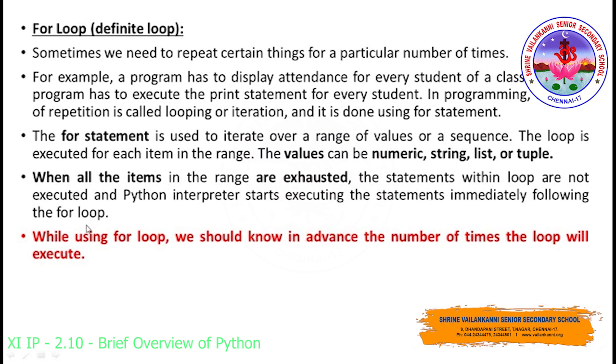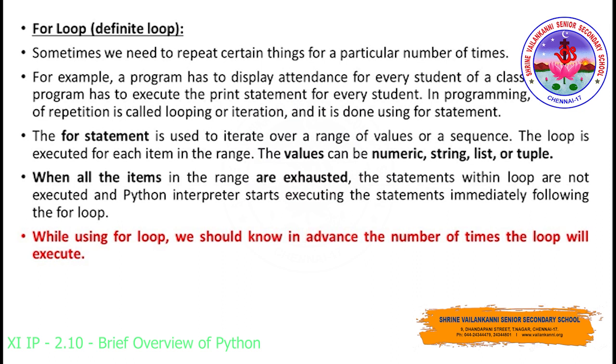Let us see some rules regarding the for loop and why we call it a definite loop. Sometimes we need to repeat certain things for a certain number of times, right? In a program, whether to print the first 5 natural numbers or first 100 natural numbers, or to display the multiples of 3, all these things you can do with the help of these looping constructs.